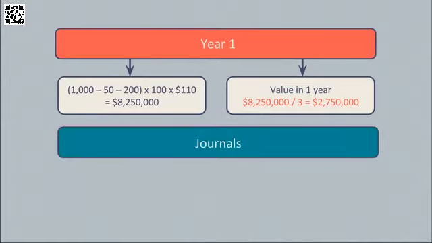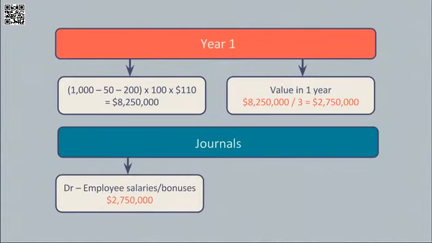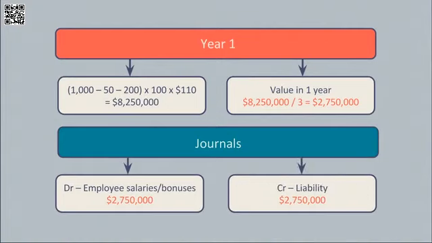The journals are debit employee salaries or bonuses, 2,750,000, and credit the liability, 2,750,000. Although we are settling this in cash, it is not due until year 3. Therefore, we must create a liability.